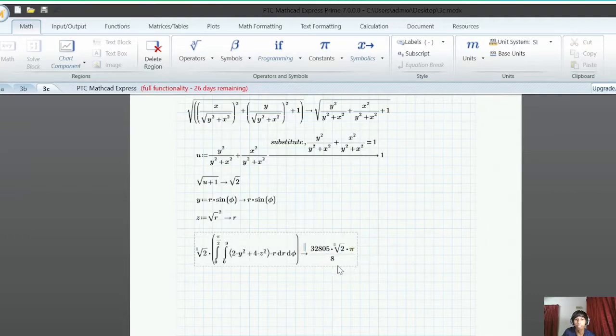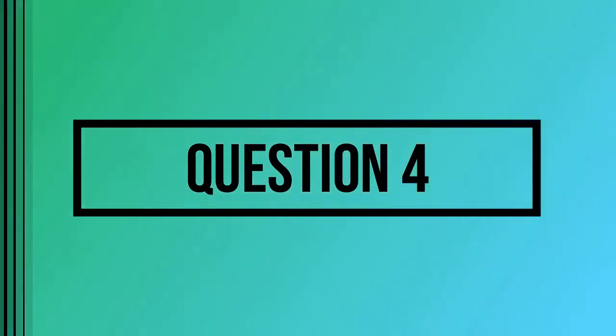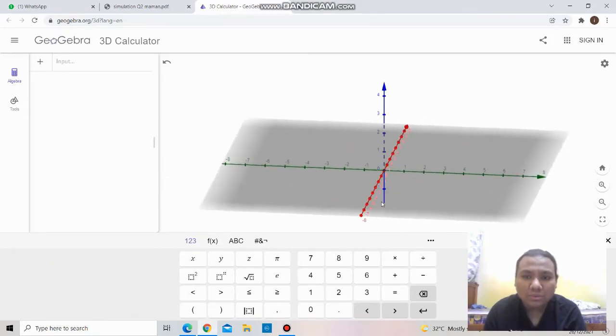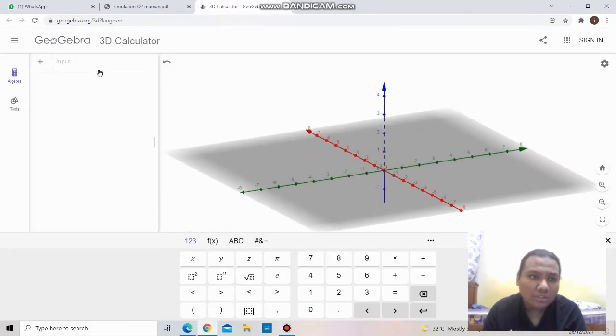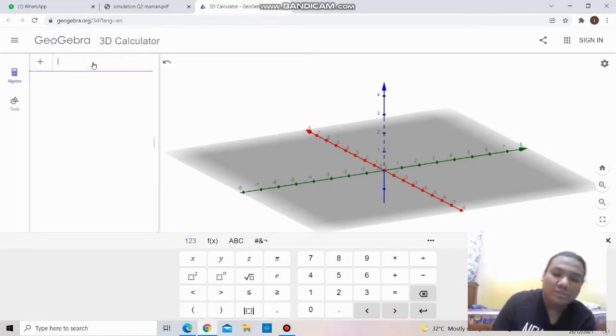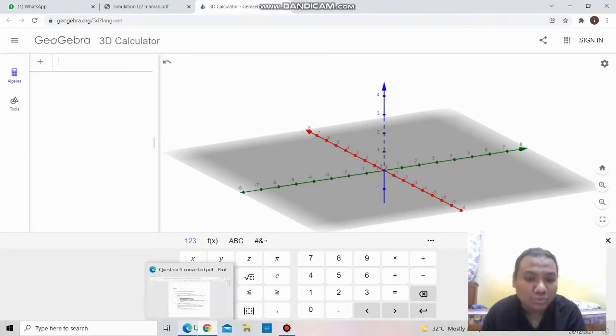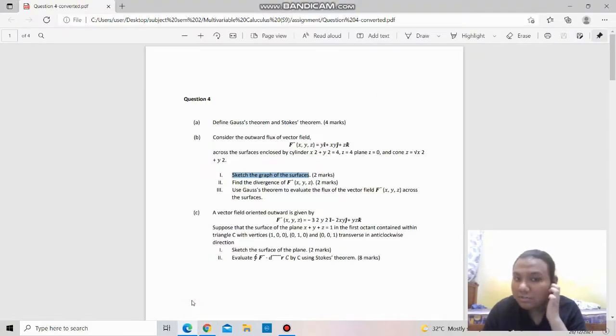So this is the answer for question 3c. It uses the 3D calculator online. First, we need to input a function. First, we need to see what function we need to graph. The first is x to the power of 2 plus y to the power of 2 equals 4.